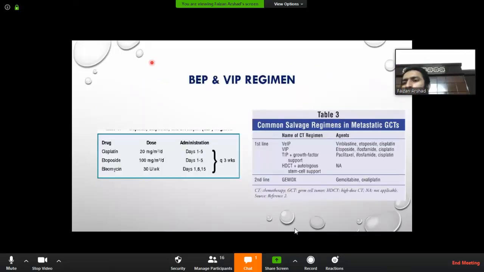This is the BEP therapy, cisplatin, etoposide, bleomycin, and this is the common salvage regime for metastasis in germ cell tumors. This is the first line treatment, which is mostly through the VIP treatment. The salvage regimen is cisplatin, etoposide and paclitaxel, ifosfamide, and cisplatin. You see, the very positive thing and the good news about this cancer is it is very much chemosensitive.